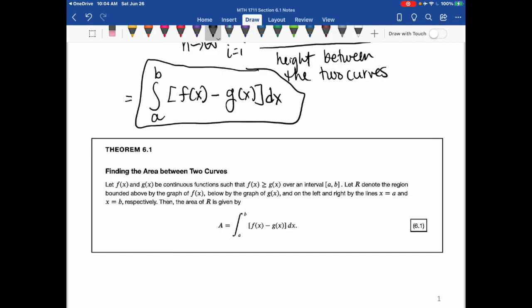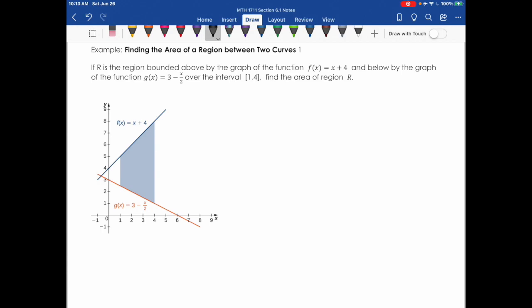And so the formal definition is down here. But in order for this to work, f of x needs to be completely above g of x on that interval that we are finding the area of. So this is key for this integral. Let's walk through the first example.